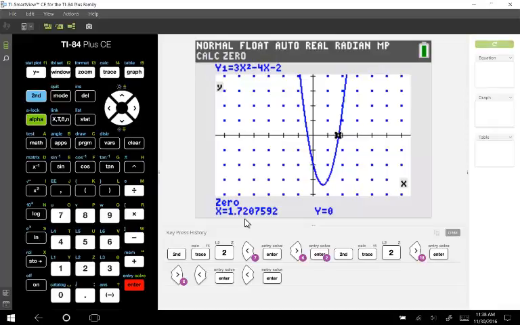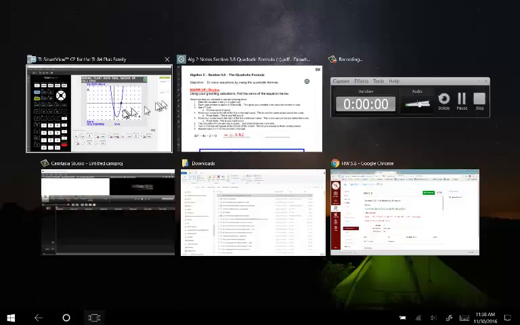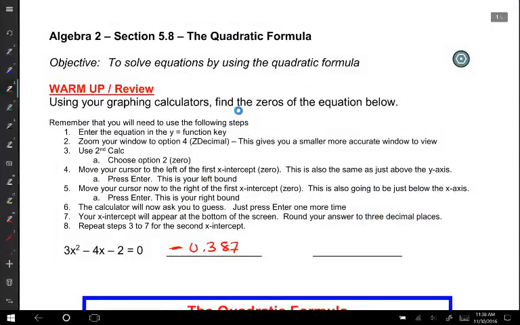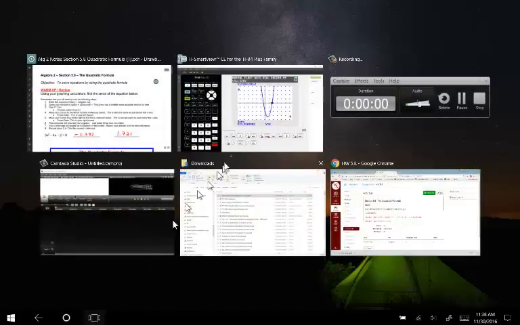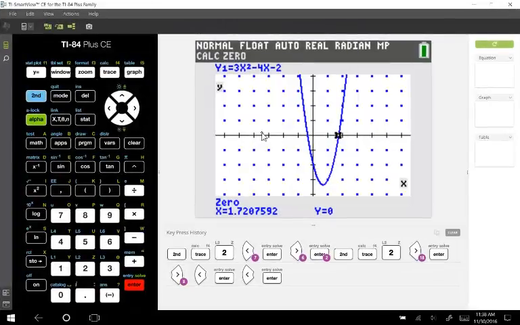And so that's what I've written down right here, 1.7207. So we're going to round this to the nearest 3 decimal places. So we're going to write our answer as 1.721 because it rounds up. And just going back to that point, we can flip back here. We're rounding that 1.720 to 1.721.